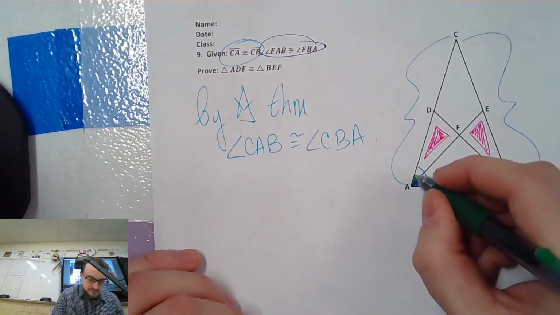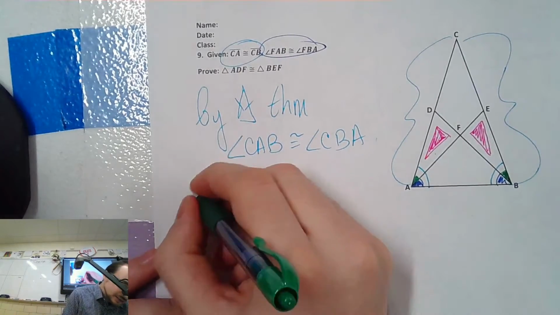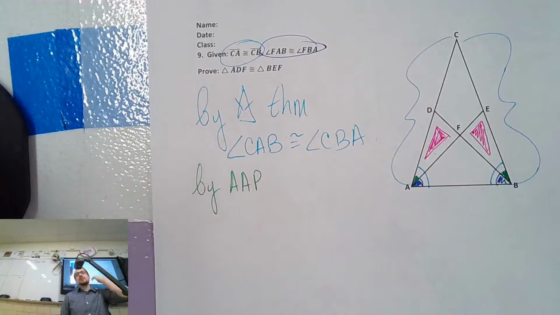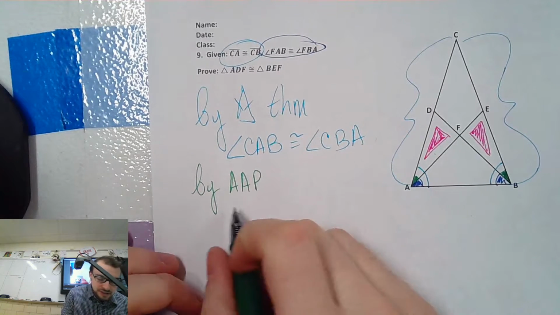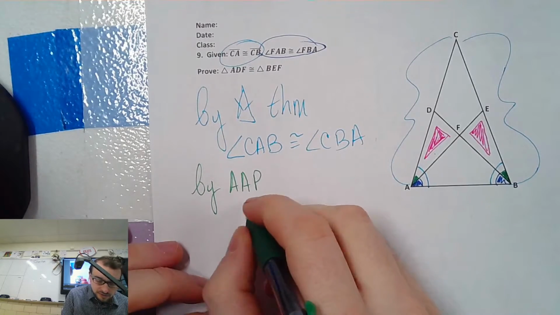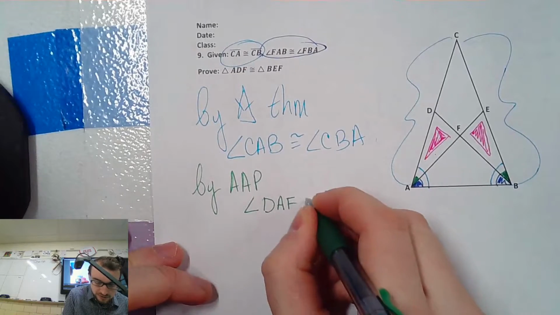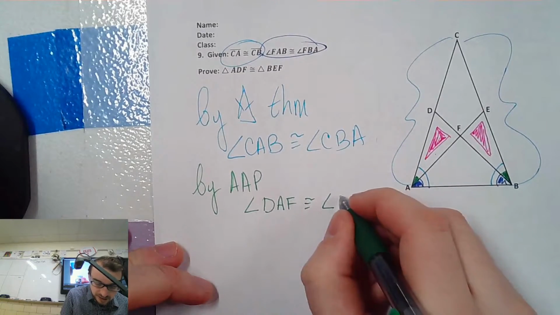But we still didn't know the name, so we couldn't write angle addition postulate. So when we have pieces of segments or pieces of angles, you're going to want to use the addition postulates. So we know that means angle DAF is congruent to angle EDF.